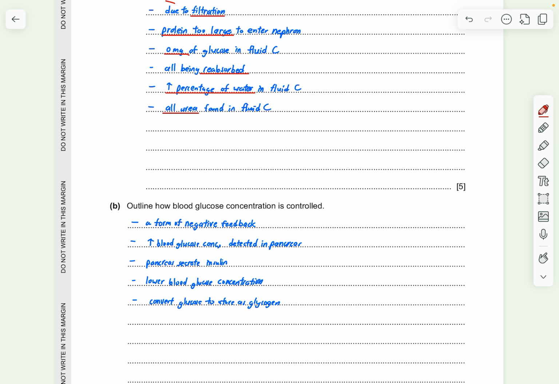It is a form of negative feedback, because negative feedback will link back to homeostasis. You want to maintain a constant internal environment. So when the body detects a high blood glucose concentration, it is detected in the pancreas. As a result, the pancreas will secrete insulin. Insulin will help to lower blood glucose concentration and help to convert glucose to glycogen, and glycogen will store it in the body, as a storage form.